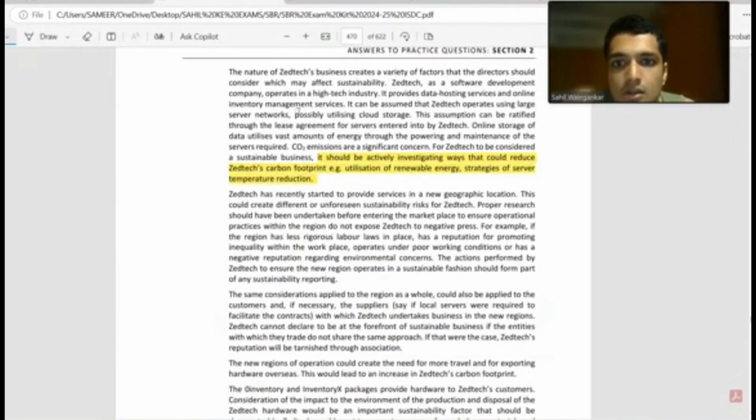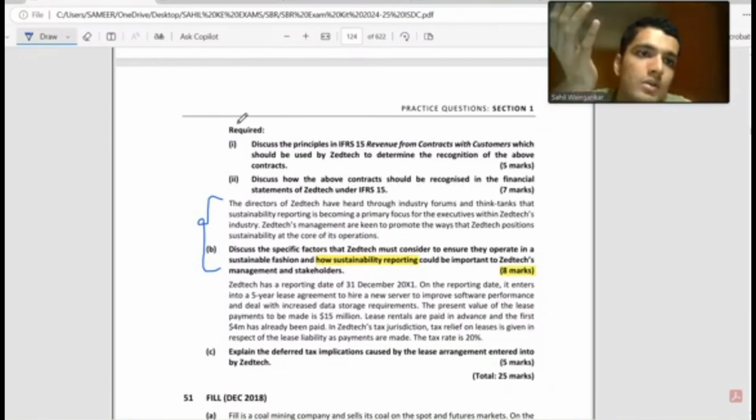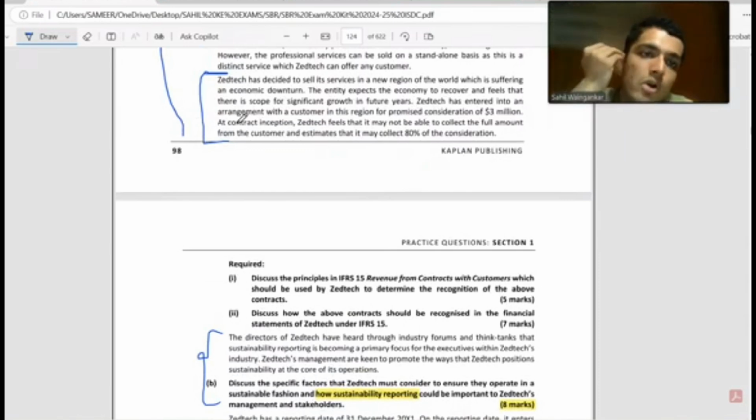Maybe we can. Zedtech has recently started to provide services in a new geographical location. If Zedtech has started providing services to a new geographical location, then Zedtech should follow the sustainability development goals that are of main concern to that particular region.